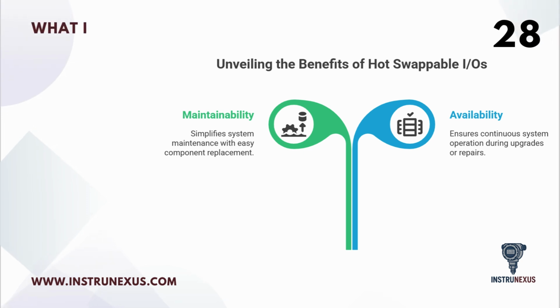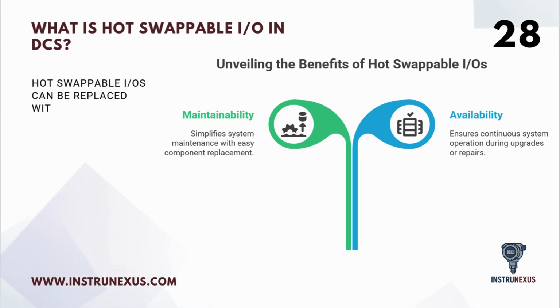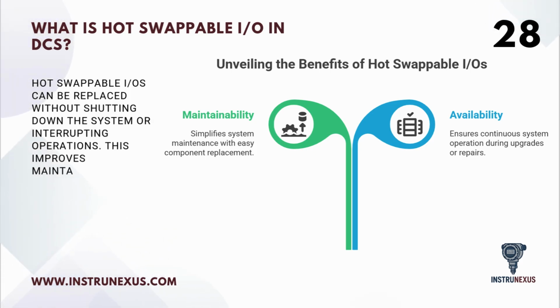What is hot swappable I/O in DCS? Hot swappable I/Os can be replaced without shutting down the system or interrupting operations. This improves maintainability and availability.